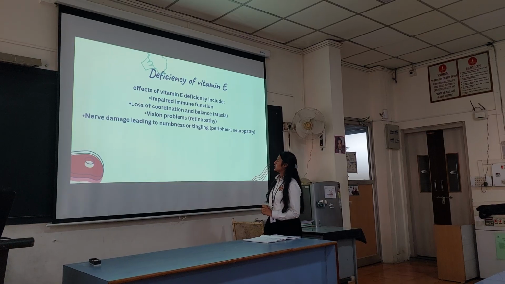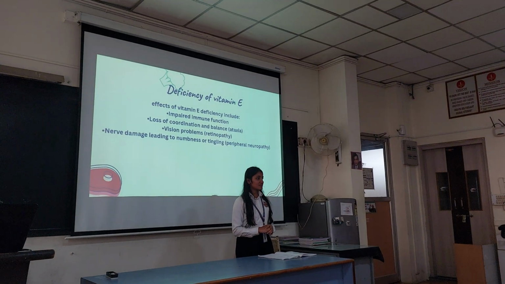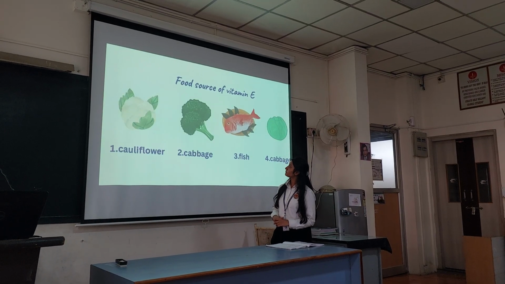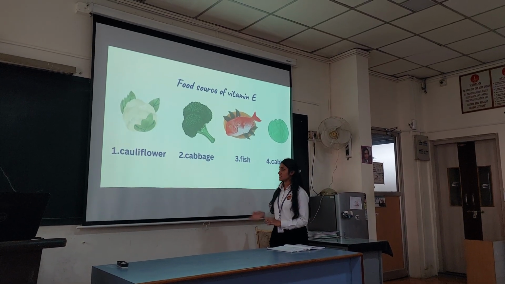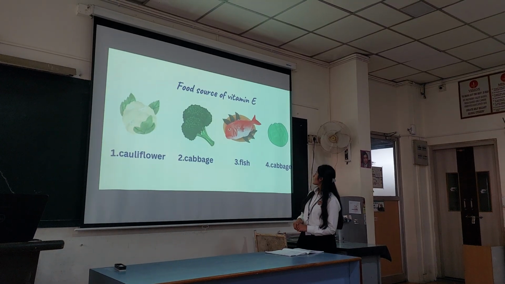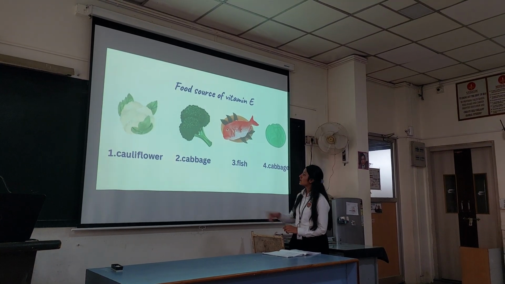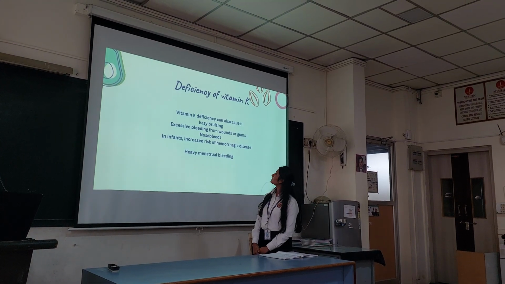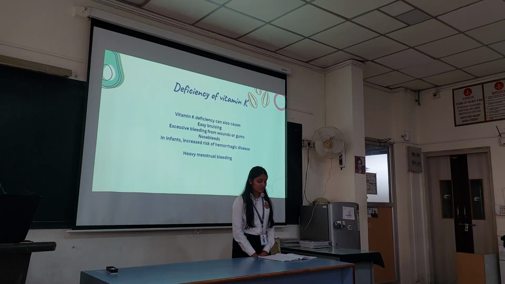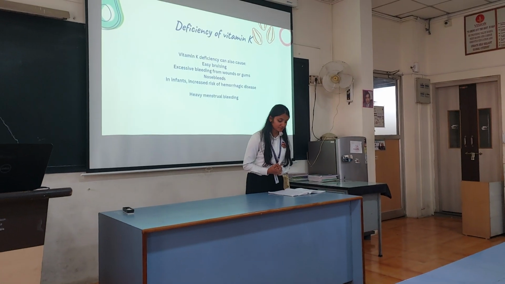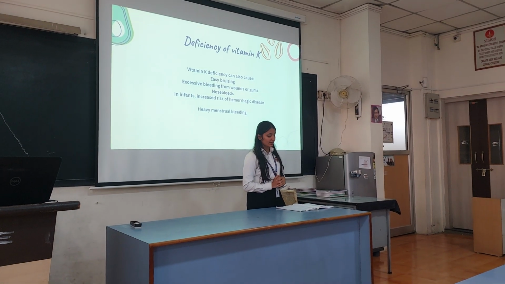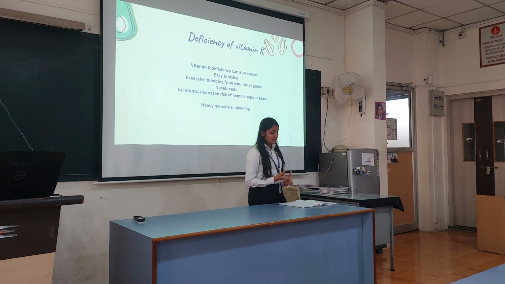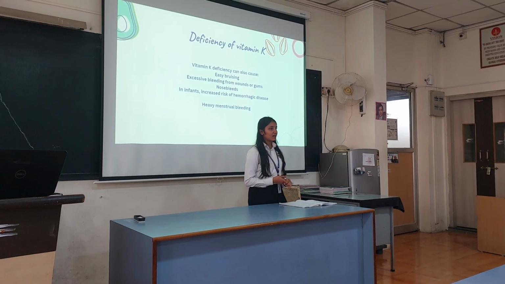Deficiency of vitamin E results in impaired immune function, loss of coordination and balance, vision problems, nerve damage, leading to numbness or tingling. You guys know what we mean by numbness, right? Sources of vitamin E: cauliflower, cabbage, broccoli, sorry. Now vitamin K. It is essential for blood clotting, maintains bone health, and it is a fat soluble vitamin. It activates clotting factors in blood.